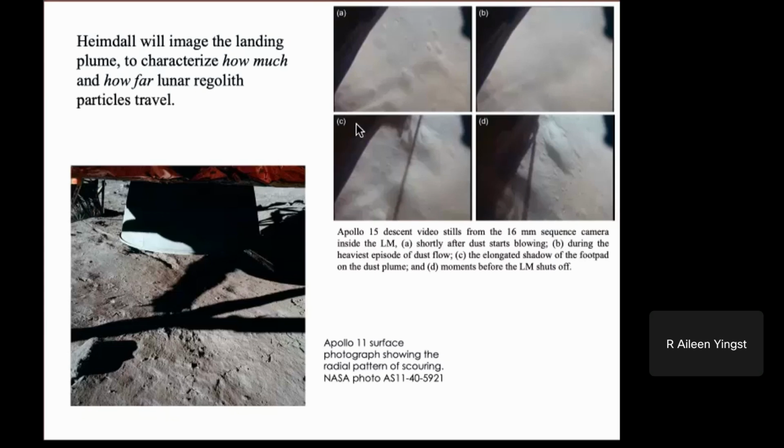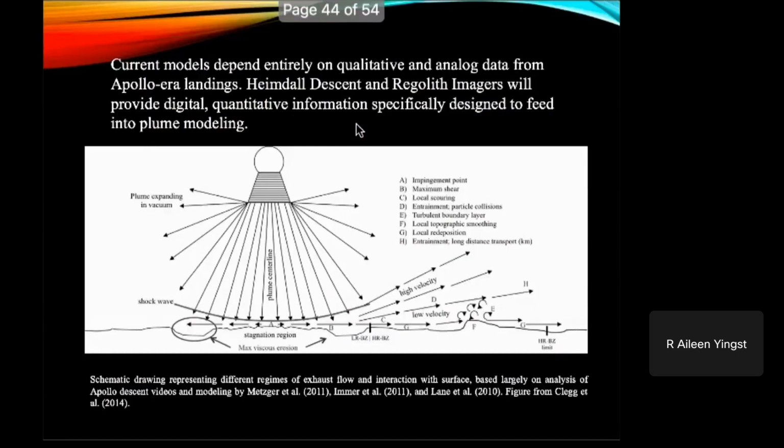Rocket exhaust also has electrostatic effects that can cause dust levitation up to half a minute after landings. So Heimdall is planned to image the landing plume so we can characterize how much and how far the lunar regolith particles travel. Next slide, please.